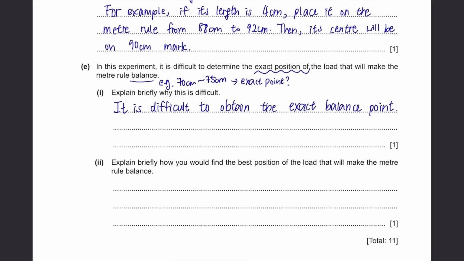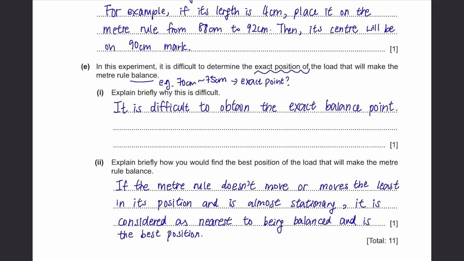Explain briefly how you'd find the best position of the load that will make the meter rule balance. Again, these questions are very ambiguous, with no specific answers, and all are based on logic. You just need to find a point that's the nearest to being balanced. For example, if the meter rule doesn't move or stays flat in its position and is almost stationary, it is considered the best position.